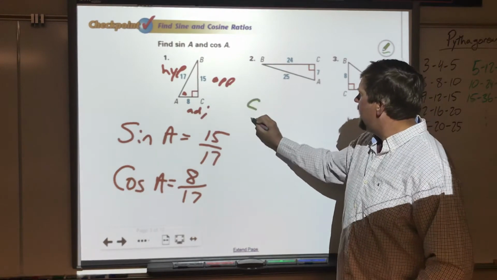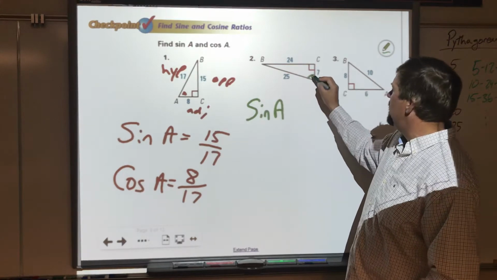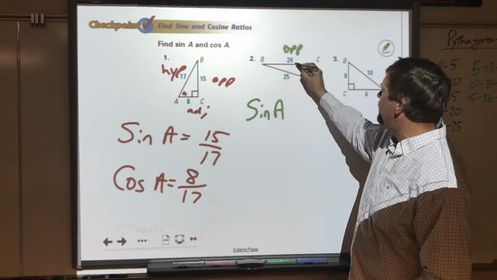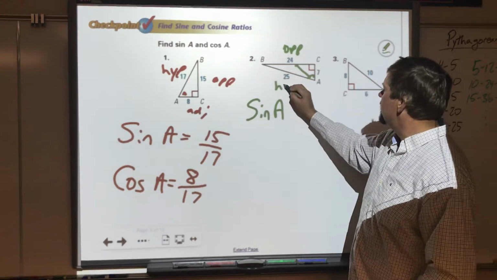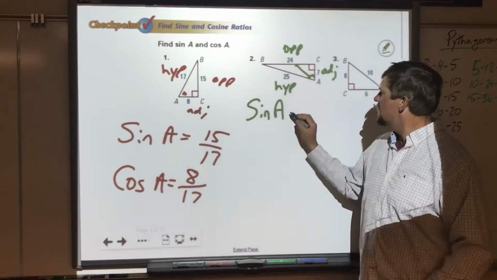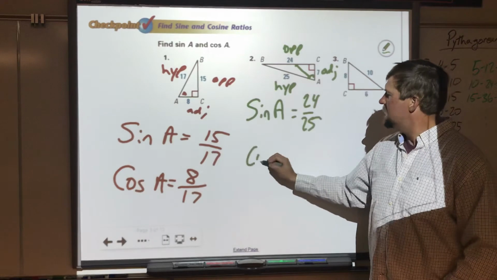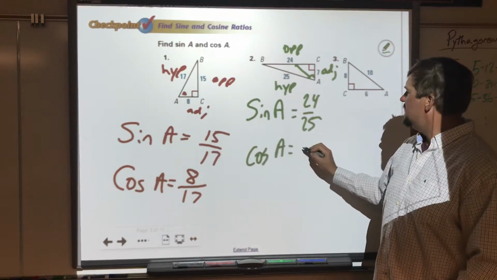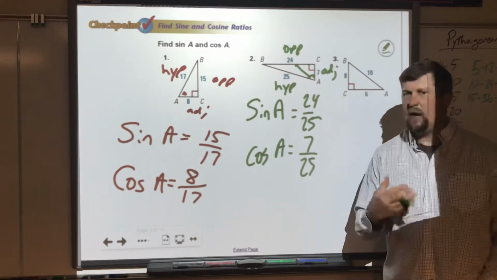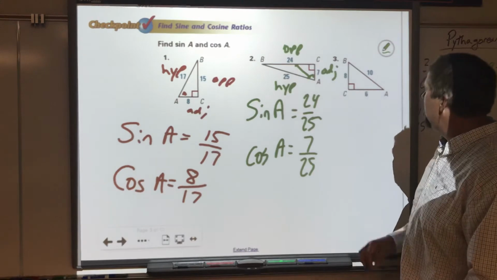If I wanted to find the sine of A of this one, it's just oriented a little bit differently. This is still the opposite up here because it's the opposite side. This is still the hypotenuse, so this must be the adjacent leg. So the sine is opposite over hypotenuse. The cosine of A is the adjacent leg, 7, over the hypotenuse. So once you have them labeled and you know the ratios, you should be able to just fill them in.